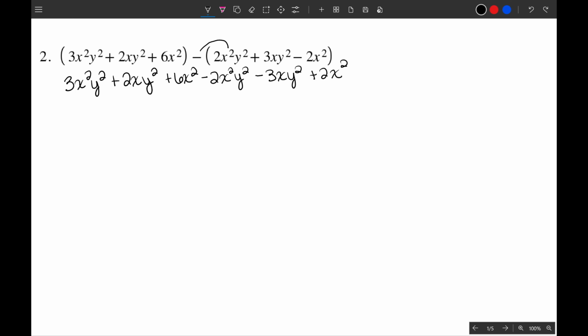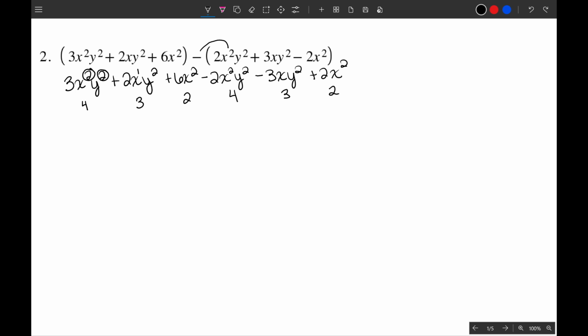Now, when you're finding the degree, when there's more than one variable, you just add the exponents. So since I have an x squared and a y squared, 2 and 2 add to make 4. So this has a degree of 4. Here I have x to the first, y to the second, so that gives me a degree of 3, 2, 4, 3, and 2.